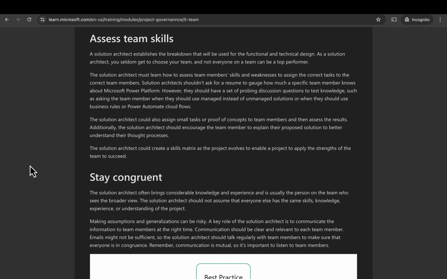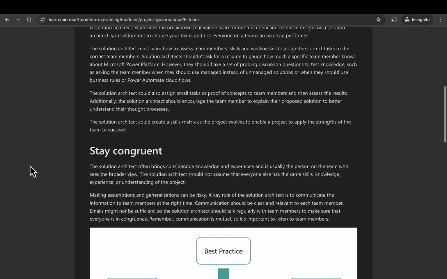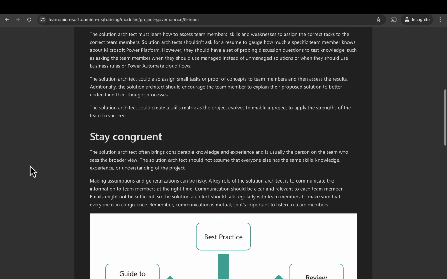Assess team skills. A solution architect establishes the breakdown that will be used for the functional and technical design. As a solution architect, you seldom get to choose your team, and not everyone on a team can be a top performer. The solution architect must learn how to assess the team members' skills and weaknesses to assign the correct tasks to the correct team members.